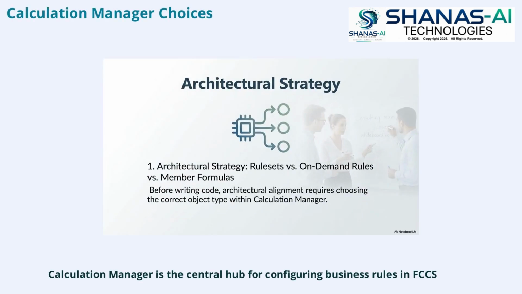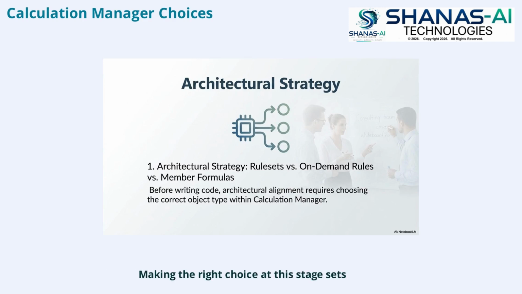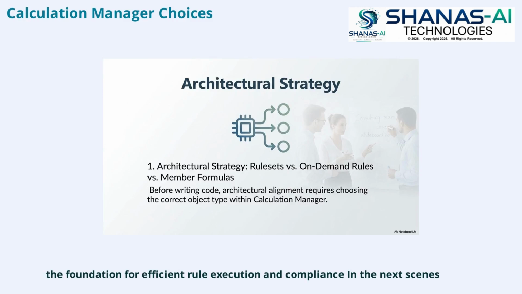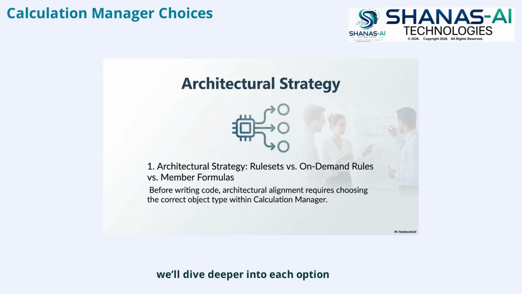Calculation Manager is the central hub for configuring business rules in FCCS. Here, you decide whether to use rule sets, on-demand rules, or member formulas based on your business requirements. Making the right choice at this stage sets the foundation for efficient rule execution and compliance. In the next scenes, we'll dive deeper into each option, starting with configurable consolidation rules and their specific use cases.